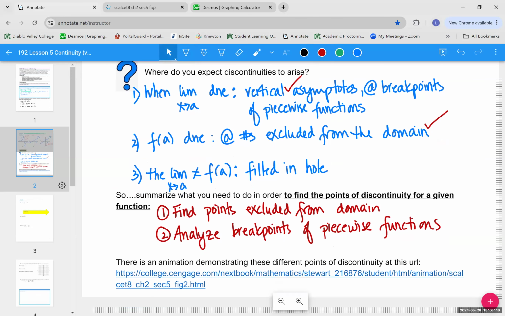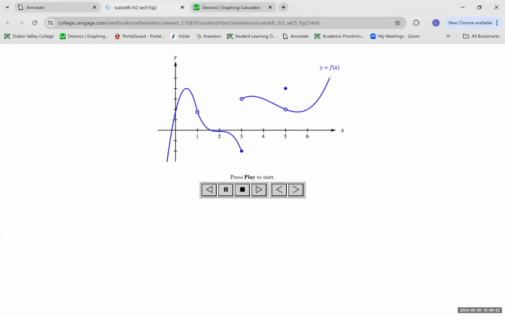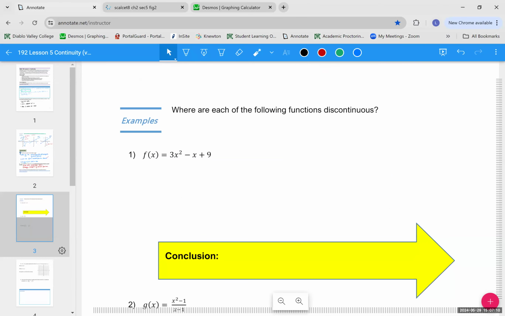So there is an animation demonstrating these things. I think I put a link to this in the Canvas where you can view the various types of discontinuities of this function and get a better sense of how they work. So I encourage you to look through that. We're going to go ahead and answer a few questions, look at a few examples.